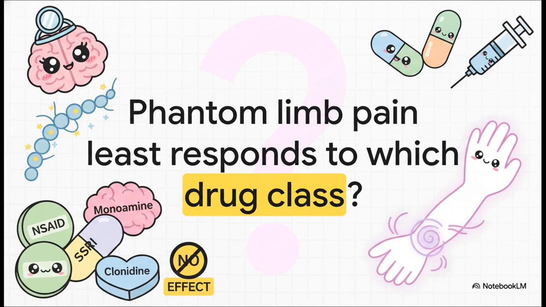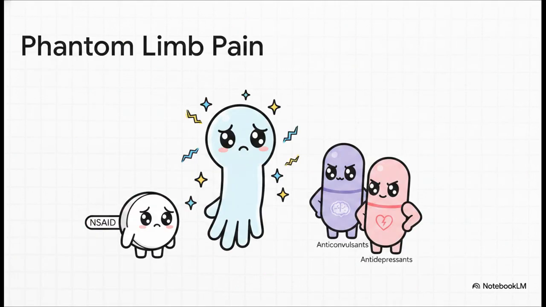Antidepressants, monoaminergic drugs, non-steroidal anti-inflammatory drugs, clonidine, or none of the above? The answer is C, non-steroidal anti-inflammatory drugs. NSAIDs just don't cut it here. Phantom limb pain is entirely neuropathic. It's driven by structural neural remodeling, ectopic firing, and central sensitization, right in the spinal cord. Absolutely not by peripheral inflammation.